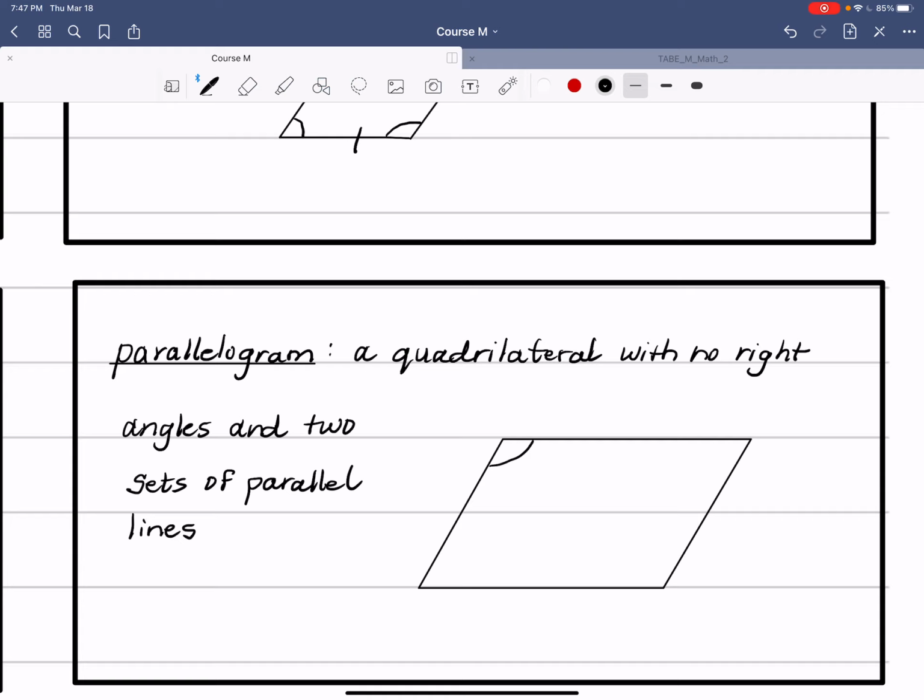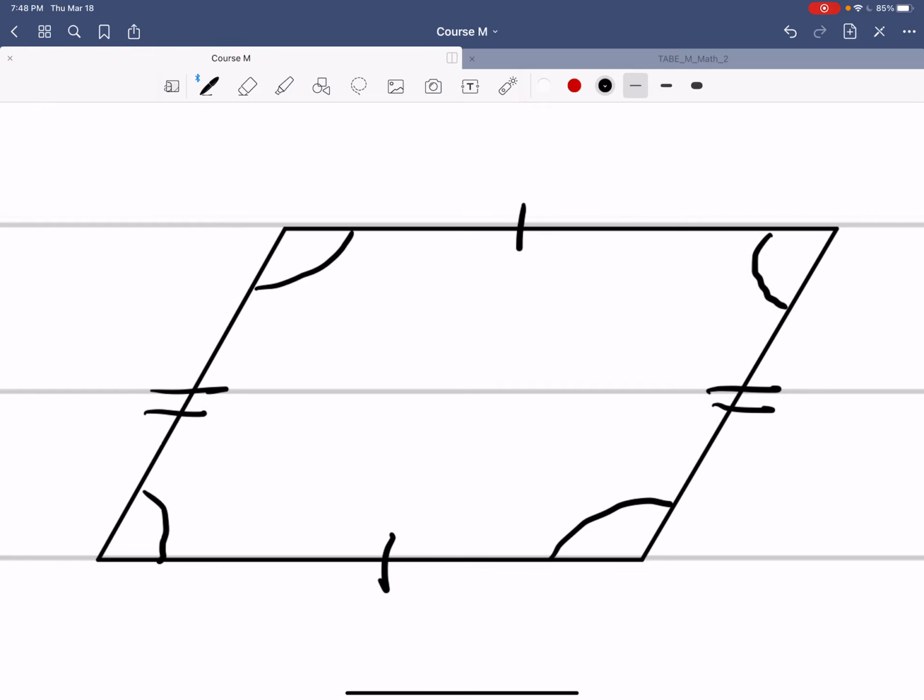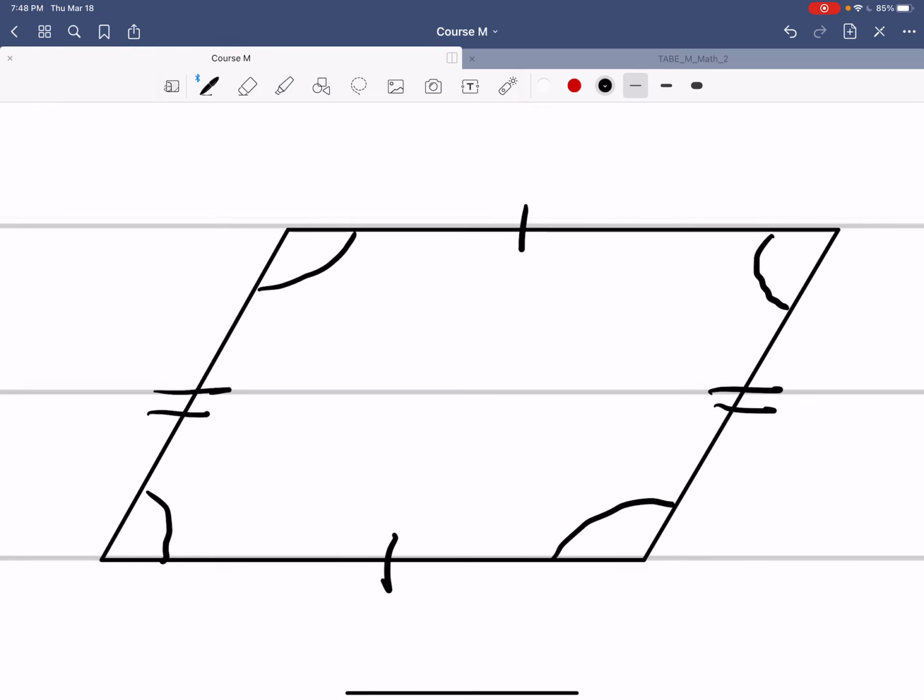There's an obtuse, an acute, and an acute. No right angles. This side is congruent to this one. This side is congruent to this one. And there's something very important that I want to show you, and we're going to go back and get the rhombus as well. This is called the base of the parallelogram.